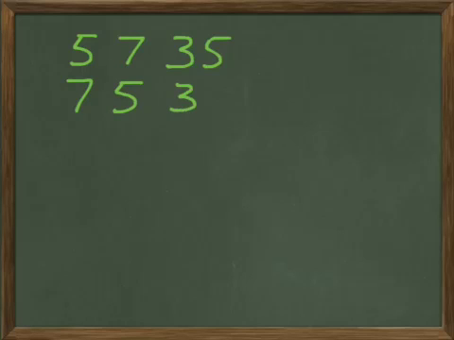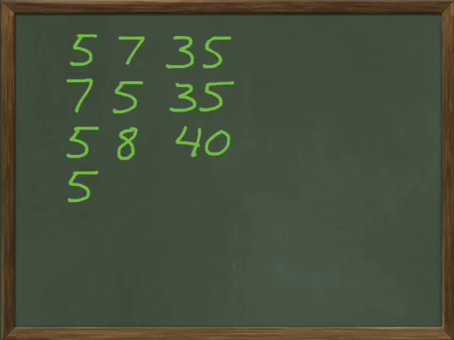Okay, climbing in our numbers, what's going to be next? How about 5 times 7? 5 times 7 is how many? 35. 5 times 7 is 35. So 7 times 5 is 35. Alrighty, how about 5 times 8? 5 times 8 is 40. Whoops, I meant to swap these around. 8 times 5 is also 40.